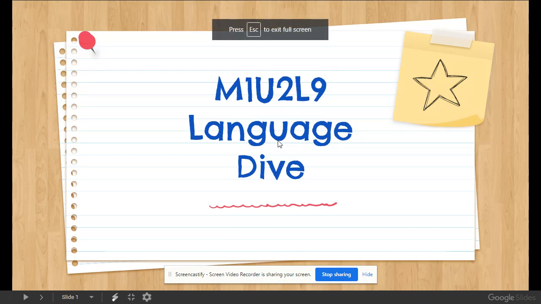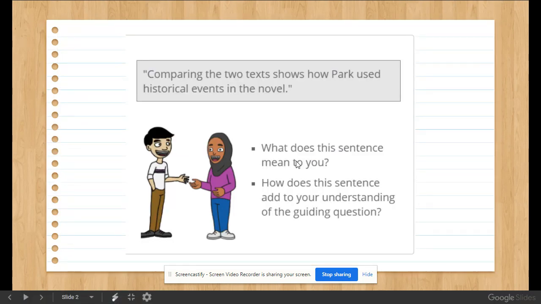So we are going to be looking at a language dive today for the focus statement that came from the model essay. We're just looking at the focus statement. Comparing the two texts shows how Park used historical events in the novel. What does this sentence mean to you? How does this sentence add to your understanding of the guiding question?